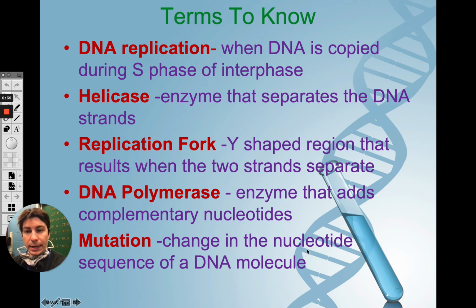Second bullet going down, helicase. What we're going to do is we are going to unwind our DNA, and I'll explain to you why we do that later. But helicase is going to be the character that is going to break the hydrogen bonds between our two strands of DNA. So it's going to pretty much cut our DNA right up the middle. In cutting the DNA up the middle, it makes something called a replication fork.